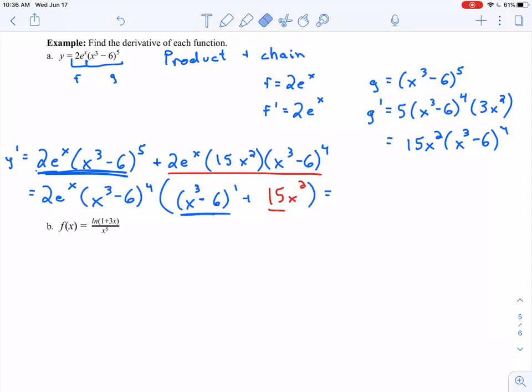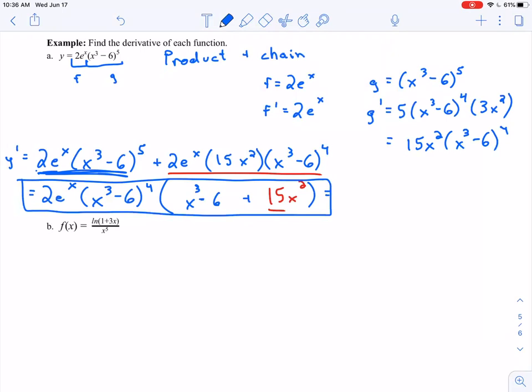Honestly, the only thing I would do is, x cubed minus 6 to the 1st power, we don't really need that here, since anything to the 1st power is itself. So I would drop that. I would drop the parentheses. Combine any like terms, but in this case I can't. So I would just say, this looks like our derivative.